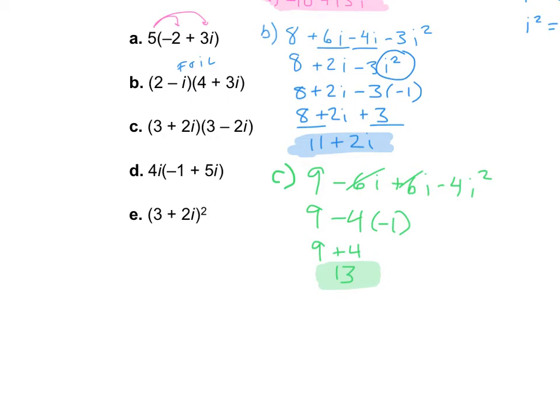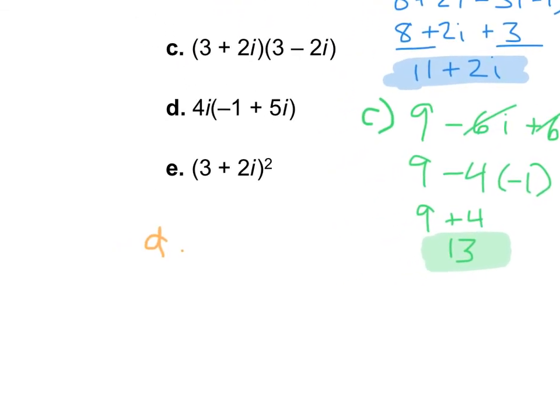What do we need to do for D? You distribute the 4i. Perfect. We distribute the 4i. So what do we get when we distribute the 4i? You get negative 4i plus 20i squared, right? 20i squared, yeah. Perfect.